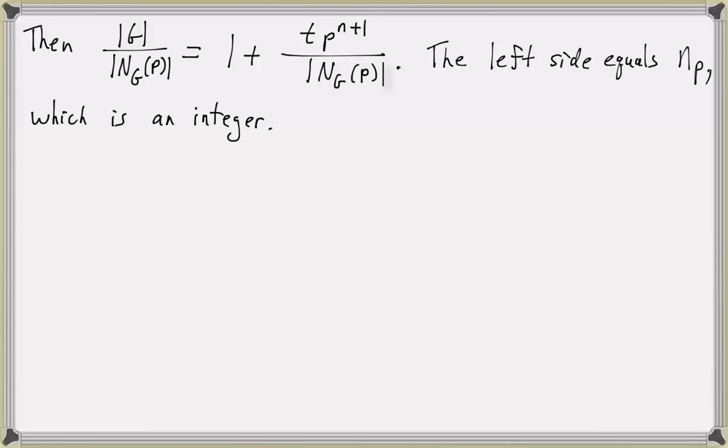So, if the left-hand side is an integer, then the right-hand side must be an integer, and therefore the fraction in the sum on the right must be an integer. So therefore t times p to the n plus 1 divided by the order of the normalizer of P must be an integer as well.